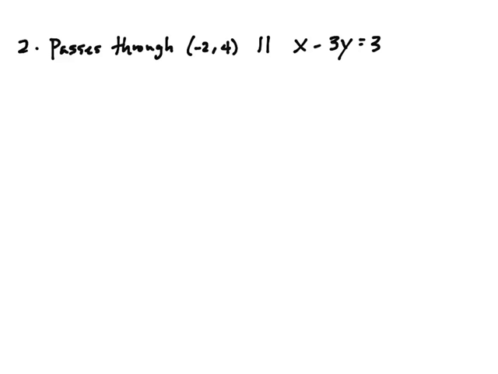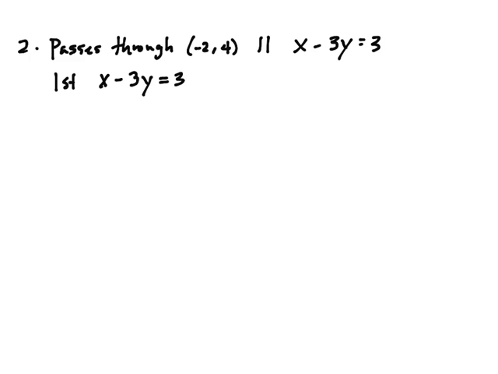So let's get on to number 2 of the independent practice. The question was, passes through the point negative 2, 4 and is parallel to x minus 3y equals 3. Okay, so the first equation that they give you is x minus 3y equaling 3.